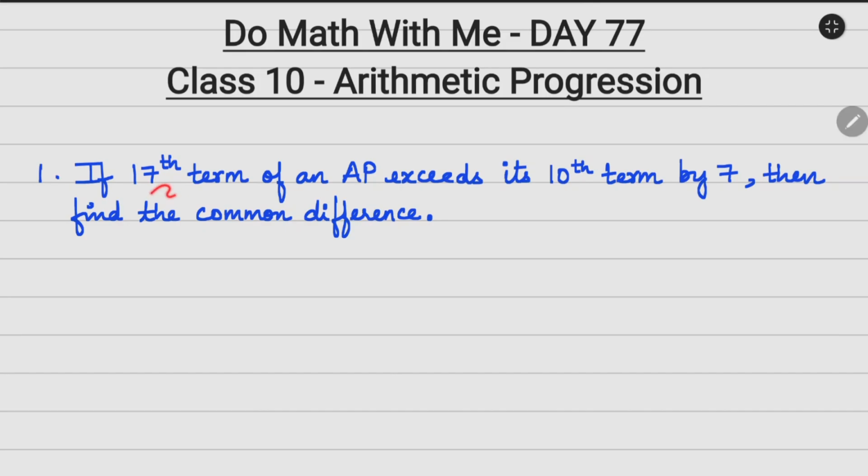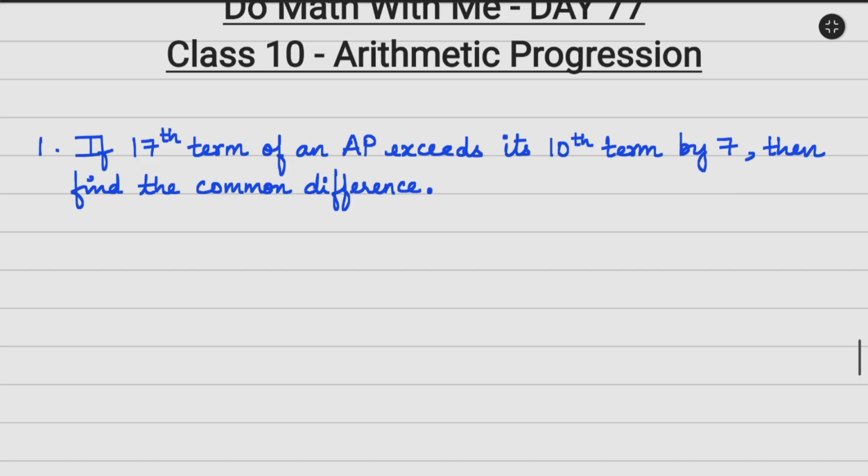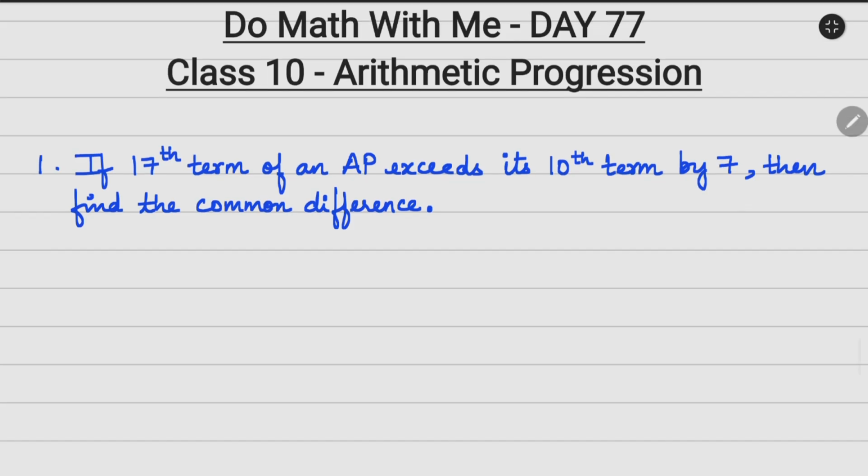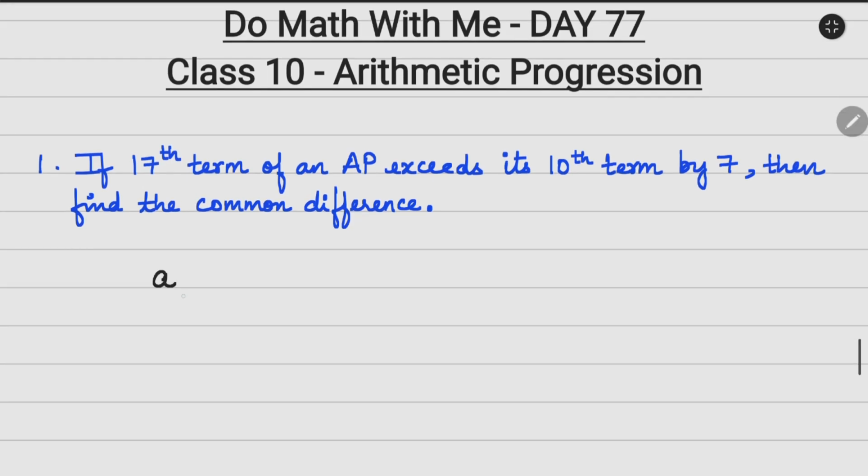So the very first question is, if the 17th term of an AP exceeds its 10th term by 7, then find the common difference. Now let us translate and rewrite the same in mathematical terms. A17 is the 17th term. The 17th term of an AP will be denoted by A17. Exceeds, that means it exceeds its 10th term, which is denoted by A10, by 7.